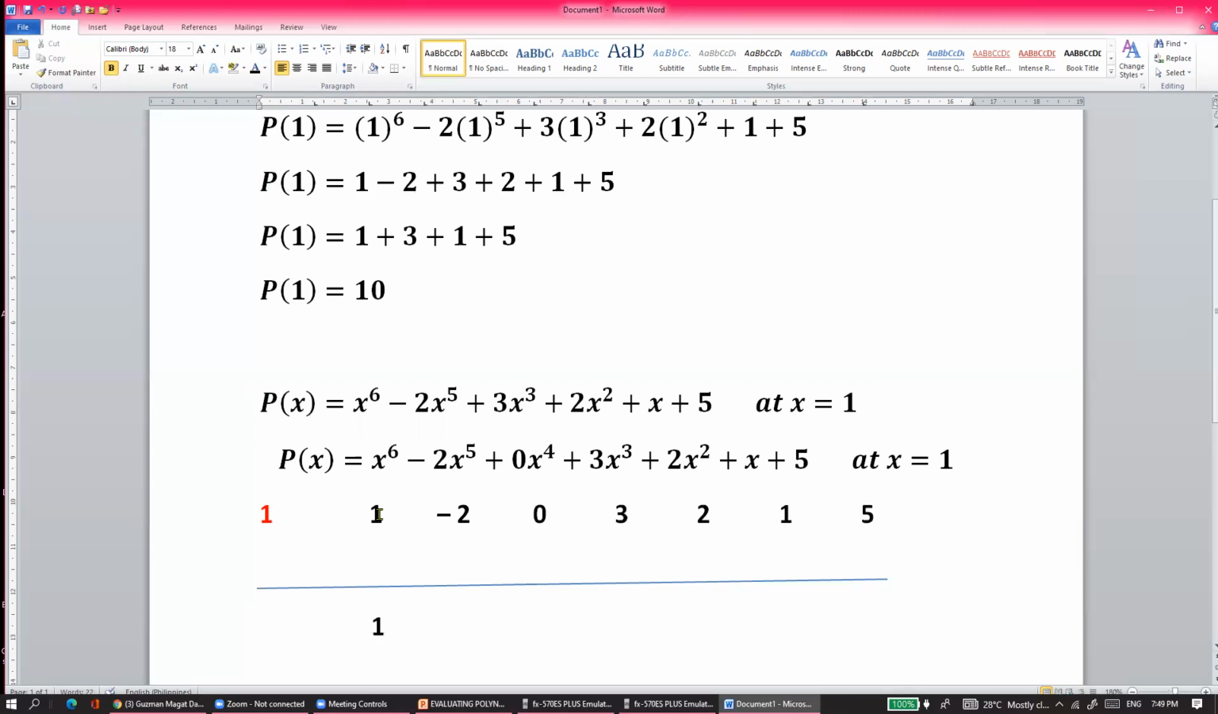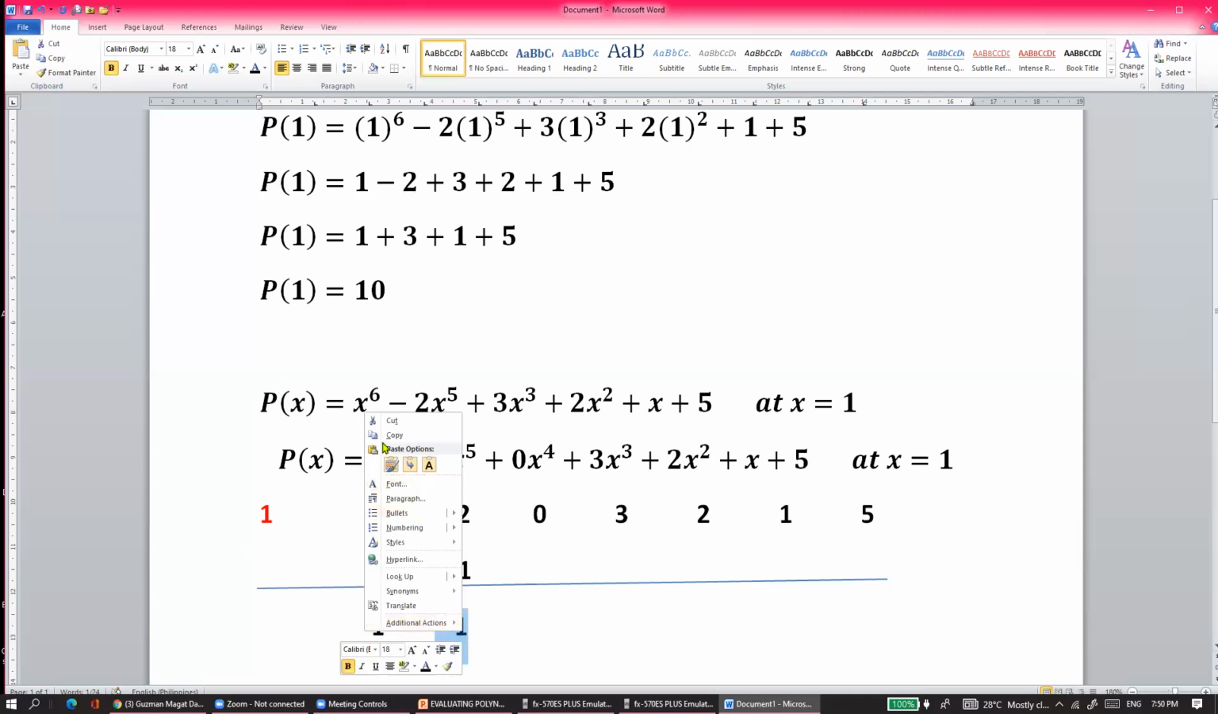Ito siya. Pagtyagaan na natin. Yan. 1 times 1 is 1. Susulat ko sa ilalim ng negative 2. And then negative 2 and 1 is negative 1. So, sulat ko dito, negative 1. Para mas maganda yung symbol ng negative. Negative 2 and 1 is negative 1. Negative 1 times 1 is negative 1.